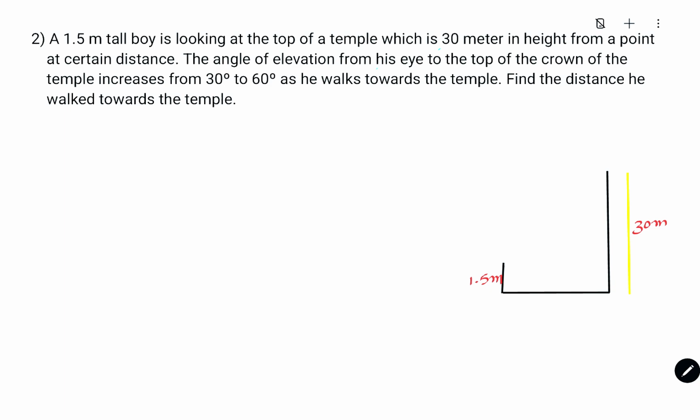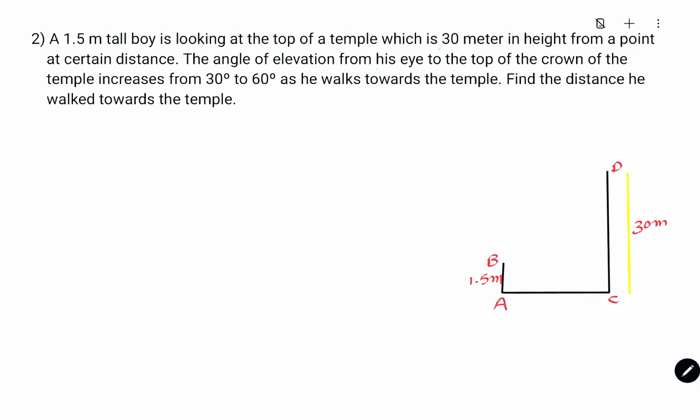Now draw a figure. Now draw two vertical lines. This line we assume length of the temple. This line we assume length of the boy. We join bottom of these two lines. This is the surface. Length of the temple is 30 meters. Length of the boy is 1.5 meters. Here we keep the names A, B, here C, D.